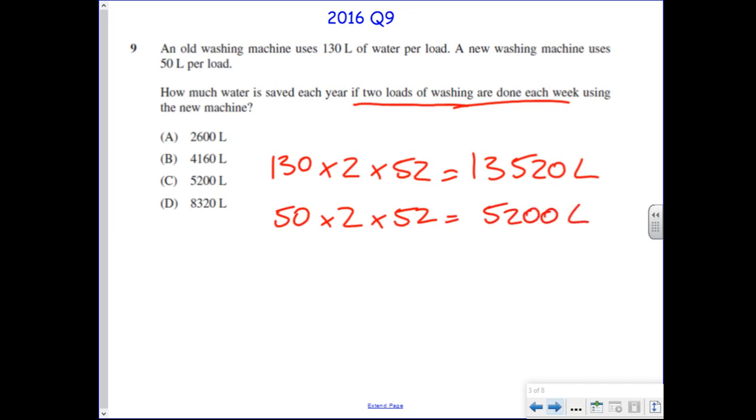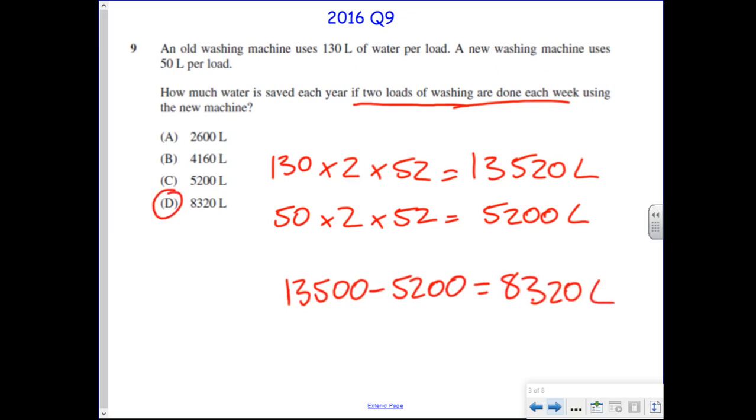And so now what we want to do is, well, how much water is saved? So we're just going to subtract these 2 numbers. So we'll do 13,520 minus 5,200, which equals 8,320 litres, which is your answer. That's how much water was saved.